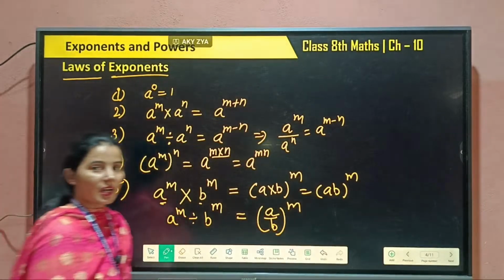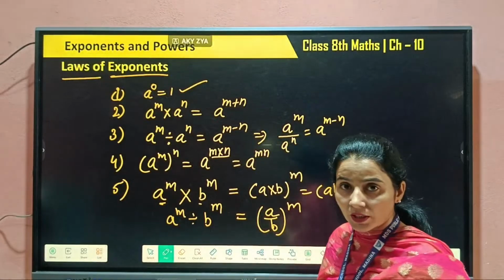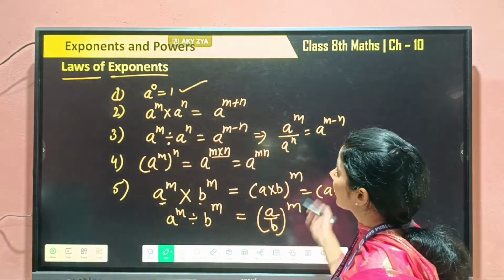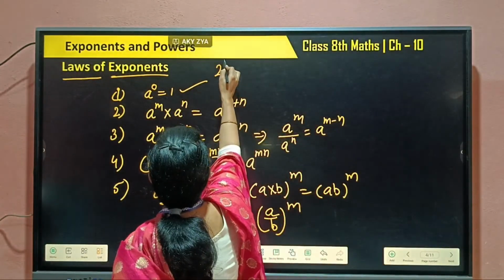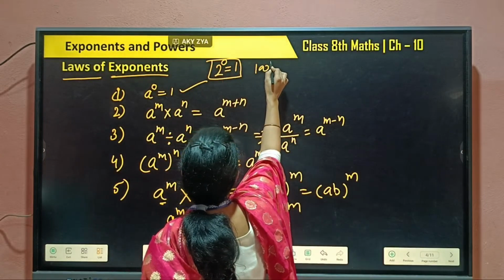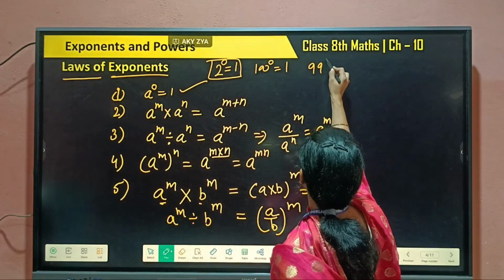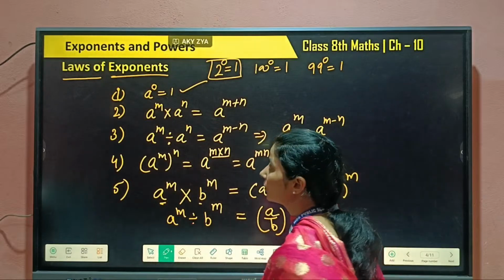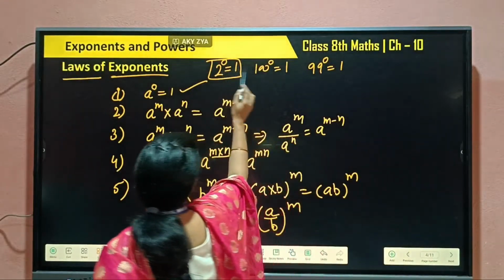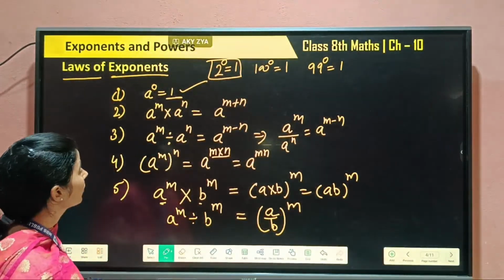These are the laws of exponent. A raised to power 0 is 1. One by one we are going to discuss. Like if I take 2 raised to power 0, then its answer will be 1. 100 raised to power 0, then its answer will be 1. And 99 raised to power 0, then also its answer will be 1. Any number whose power is 0 will give you 1.